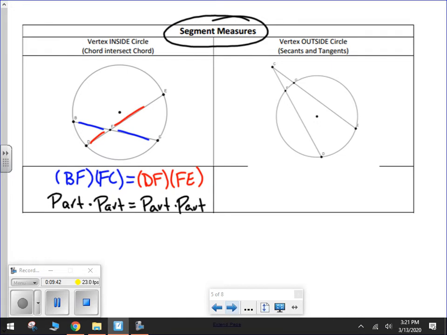When the vertex is outside the circle, regardless if it's two secants or it's a secant and a tangent, it's still the whole times the outside. Okay. So for the diagram that I have two secants, I'm going to do the whole CD times the outside portion, which is CF, and that's going to equal the whole of the other secant, which is CE, times the outside portion, which is CG.